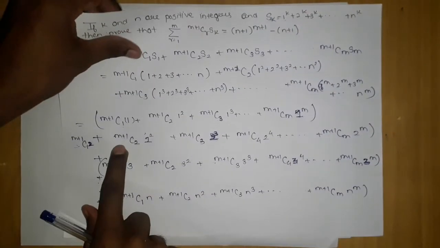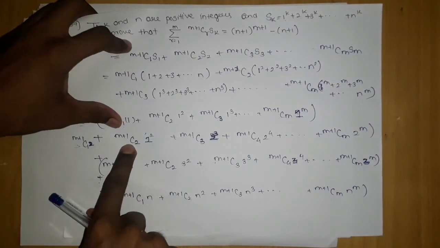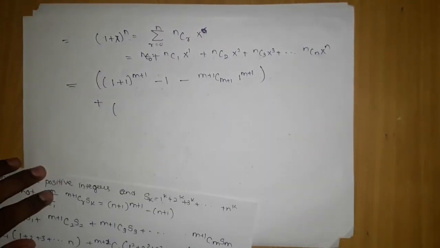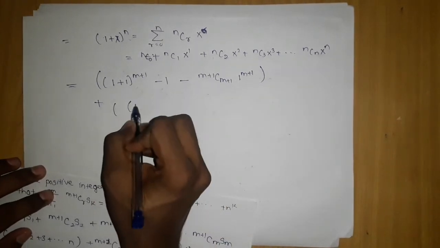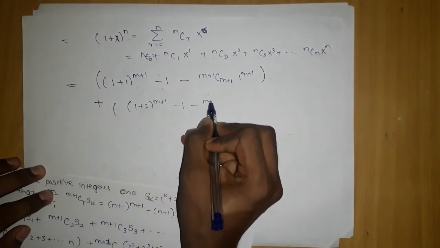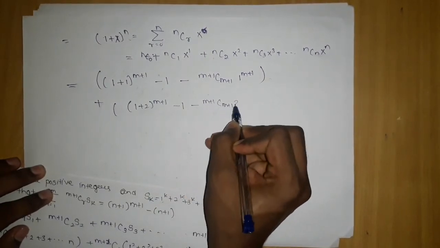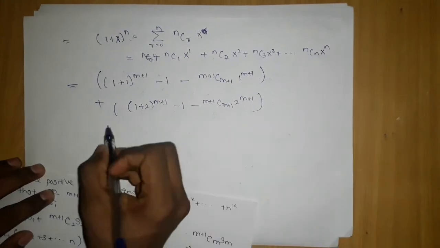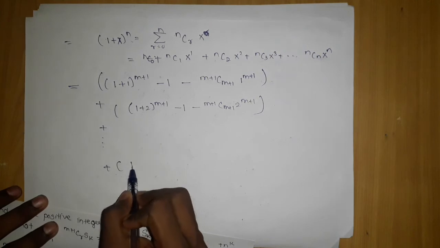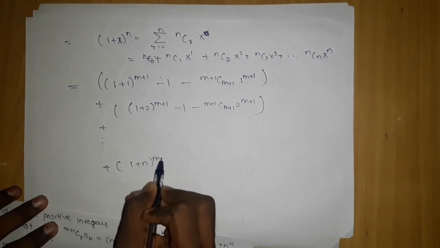Here in the second one, the first term (m+1)C0 is missing, and (m+1)C(m+1) 2 power m+1 is missing. So we are going to add that and subtract that. If we do that, we will have (1+2)^(m+1) minus 1 minus (m+1)C(m+1) 2 power m+1, and this will keep on going till we reach the last. What will be the last one? (1+n)^(m+1).